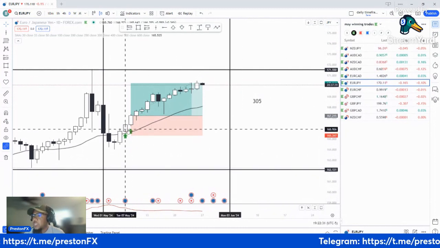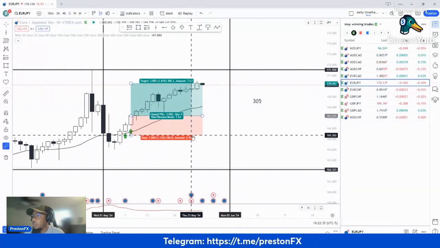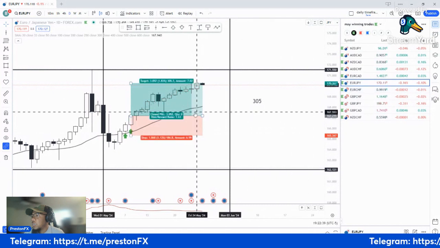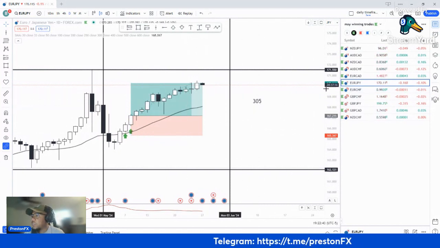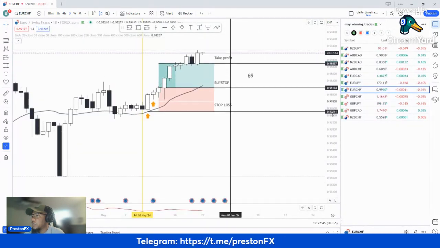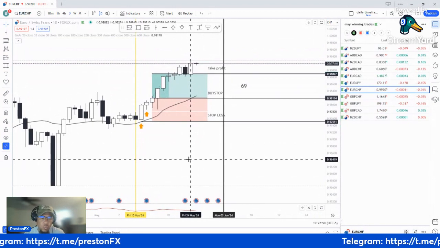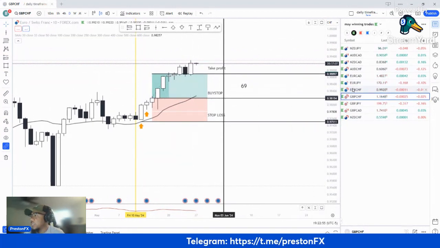All right, and two candle lows, entry, boom. This was 305 pips. Stop loss at 186. If you did 0.10, that's 305. All right, again right here, this was 69. So you did 0.1, 69 bucks right there.